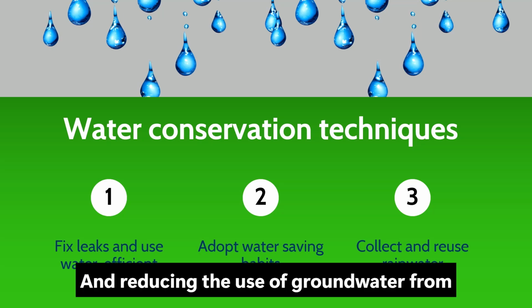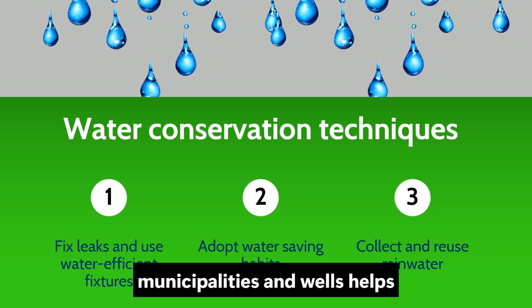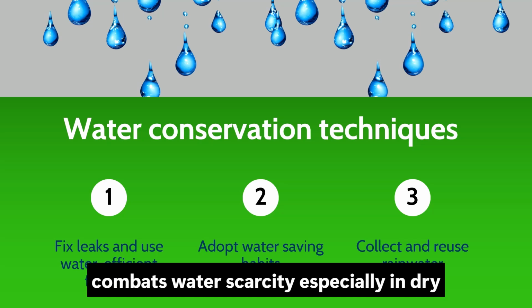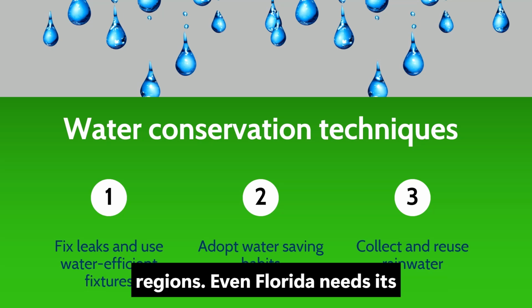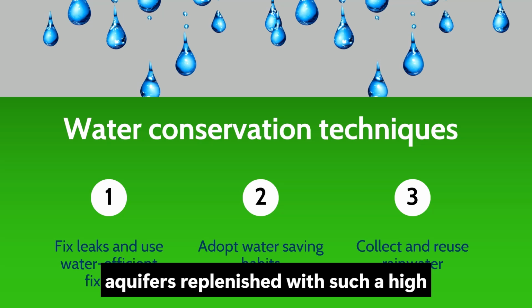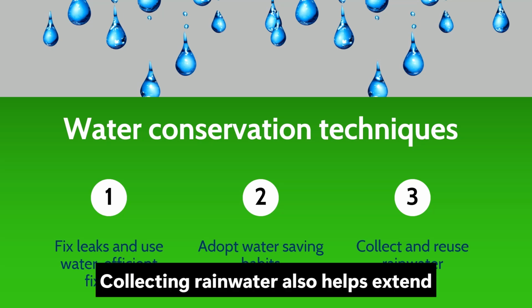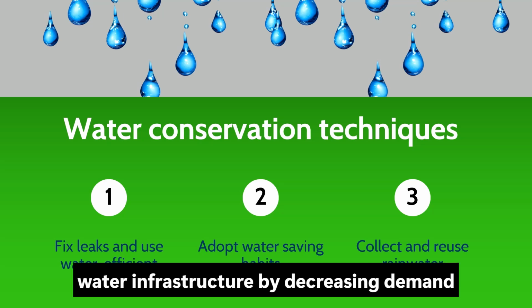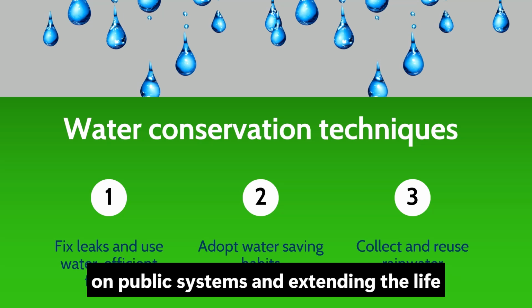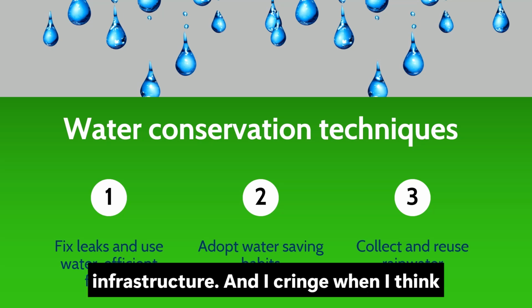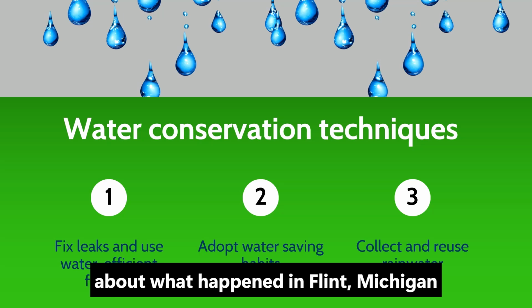And reducing the use of groundwater from municipalities and wells helps conserve and replenish aquifers, and it combats water scarcity, especially in dry regions. Even Florida needs its aquifers replenished with such a high population of people in certain areas. Collecting rainwater also helps extend water infrastructure by decreasing demand on public systems and extending the life of those existing water resources and infrastructure.